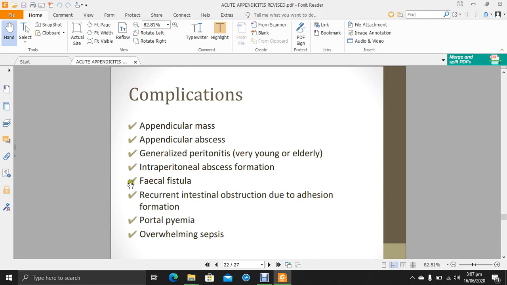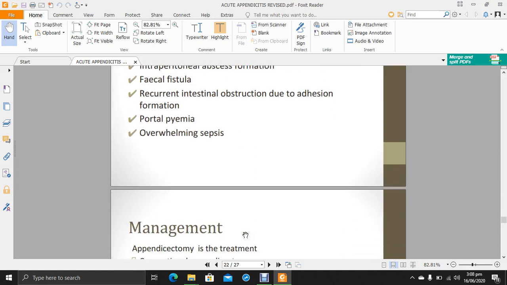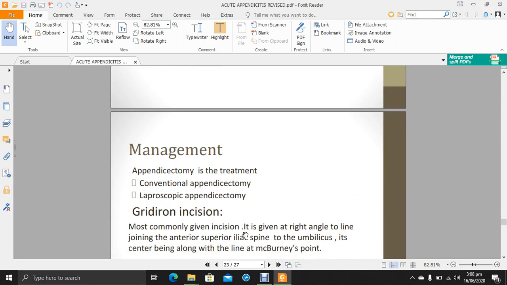Intraperitoneal abscess formation, fecal fistula when the perforation is at the base and the cecal perforation occurs and it can develop a fistula. Recurrent intestinal obstruction due to adhesion formation, portal pyaemia, when this infected region is drained to the portal vein, and overwhelming sepsis, very critical, severe abscess can occur. So, what to do?